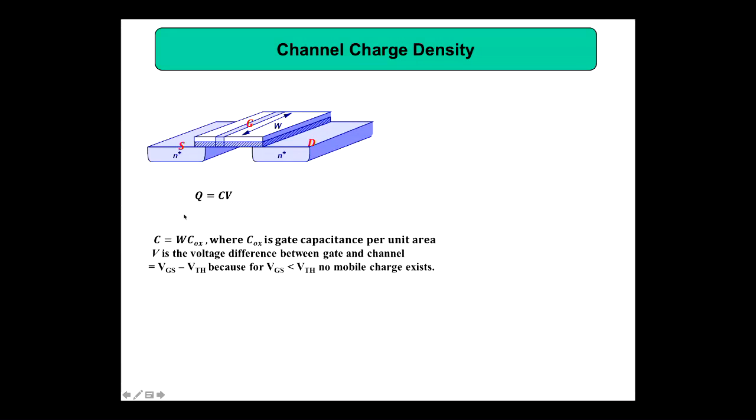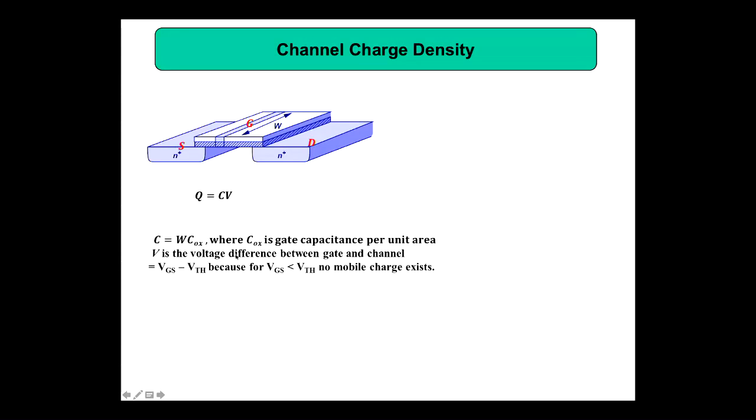Why I have written this is that I want to take into account the width of the channel in the calculation. That is the reason we take capacitance per unit area and multiply by how much area you have got. So if you write it like that, instead of just C, we take into account the width of the channel. So I will write C equal to W into COX.